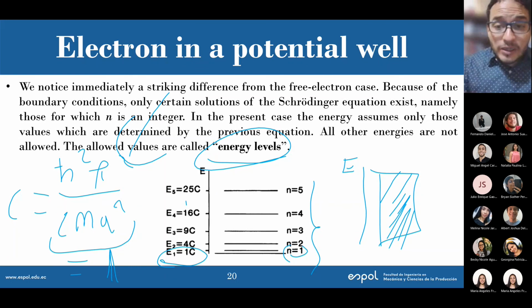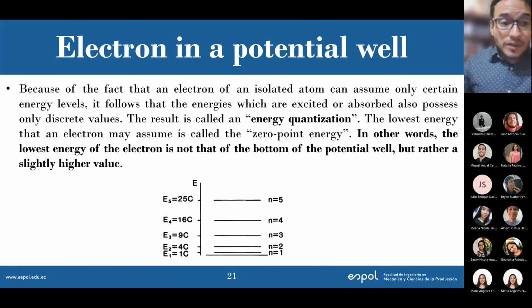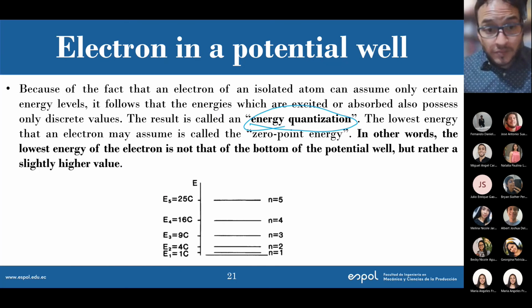But the message here, and with this I'm going to finish, guys: we've got an energy quantization. There are only certain possible discrete values that the energy can take. And that is called energy quantization. The lowest energy level I can get is the zero-point energy, which is the one right here, the 1C.